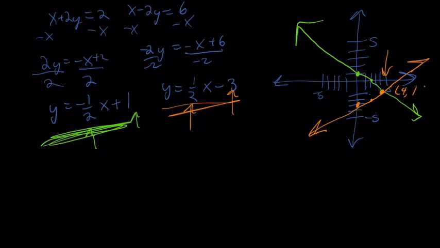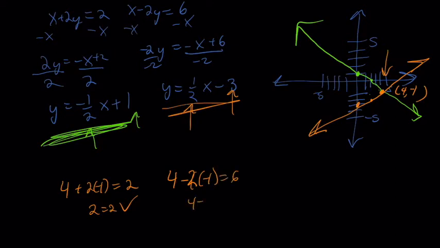So let's go ahead and plug that into both of our equations to see if we got the answer correct. So if I have 4 plus 2 times 1, sorry, that's a negative 1. So 4 plus 2 times negative 1 equals 2. I get 2 equals 2, which is true. If I have 4 minus 2 times negative 1 equals 6, that's going to give me 4 plus 2 equals 6, so 6 equals 6, which is also true.